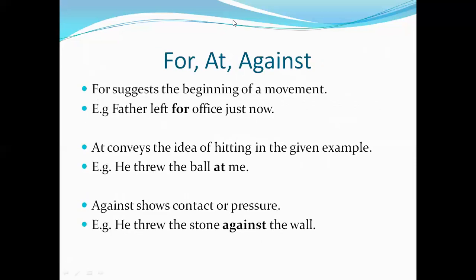The next prepositions are for, at, and against. Let us begin with for. For suggests the beginning of a movement. For example, father left for office just now. At conveys the idea of hitting in the given example. For example, he threw the ball at me. Next preposition is against. Against shows contact or pressure. For example, he threw the stone against the wall.